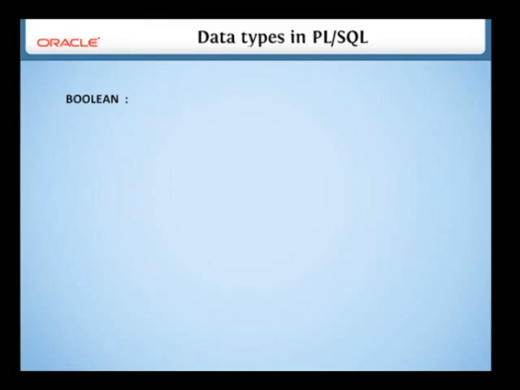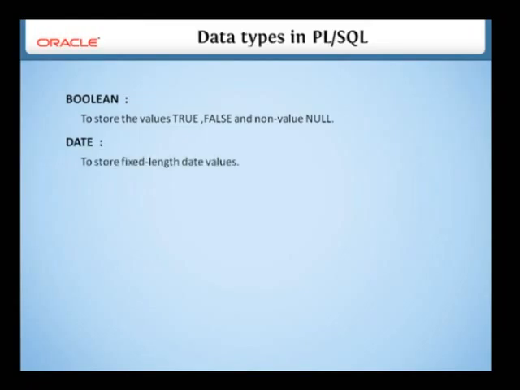Boolean. This data type is used to store the values true and false and the non-value null. This data type doesn't take any parameters. Date. This data type is used to store fixed-length date values. The date data type takes no parameters. Valid dates for date variables run from January 1, 4712 BC to December 31st, 4712 AD.